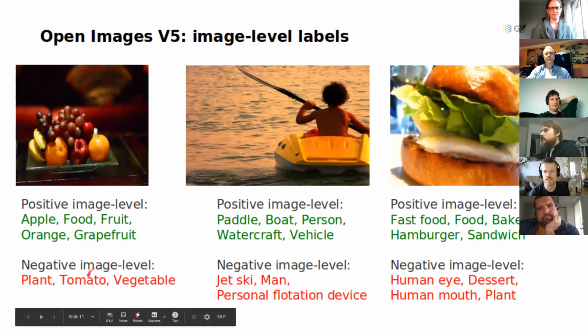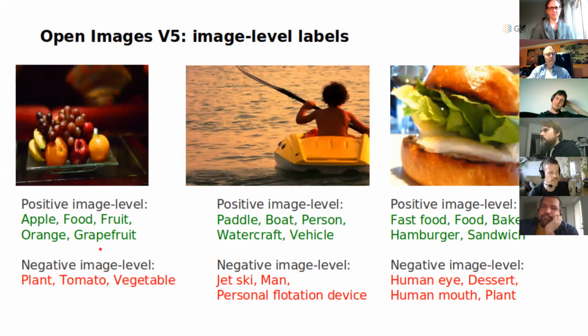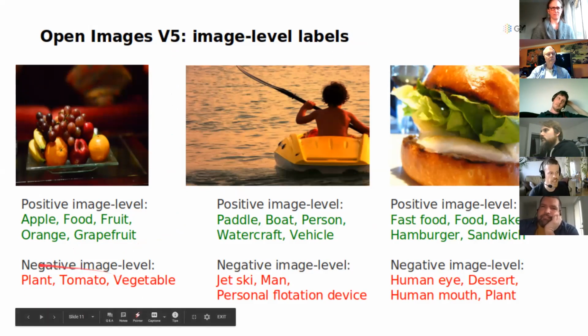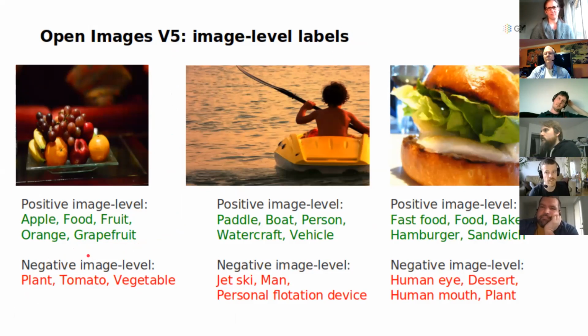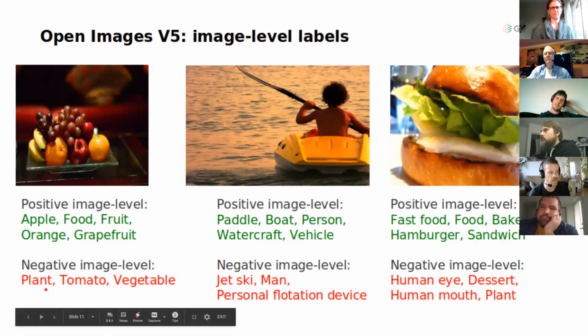But they did call out some negative labels. I'm not exactly sure how they picked them, but you can have an intuition here that these are labels that are close to the ones that are in the image, but have been specifically stated that they're not. So we know that plant, tomato, and vegetable would be wrong here. But we don't know about bowl.